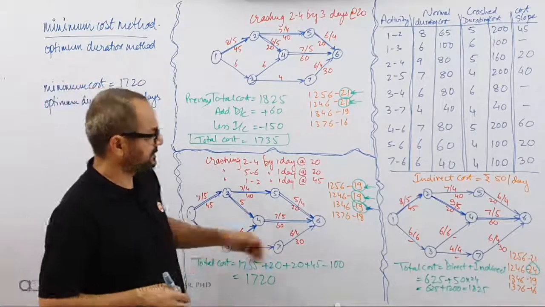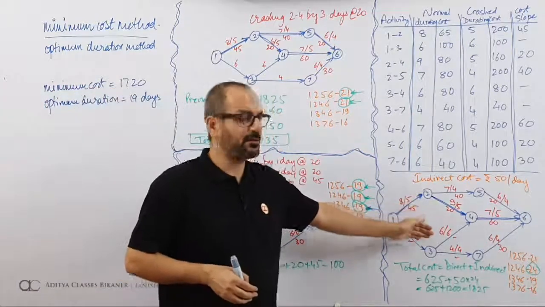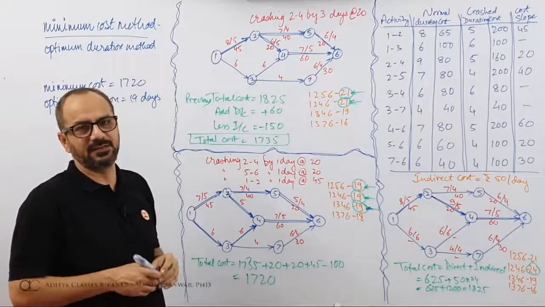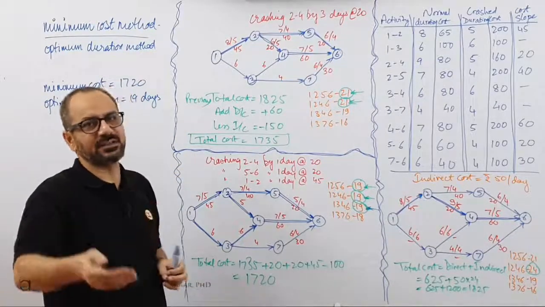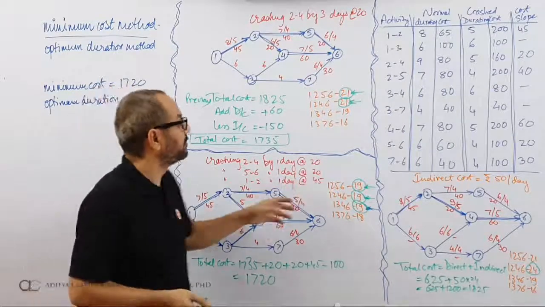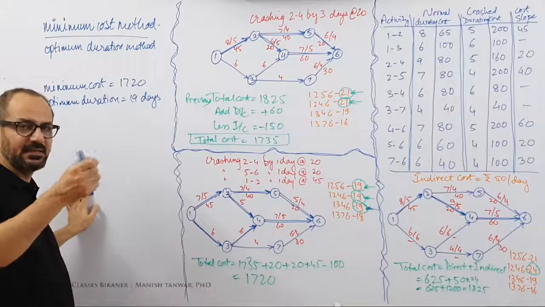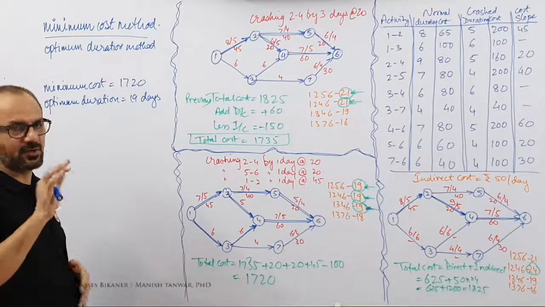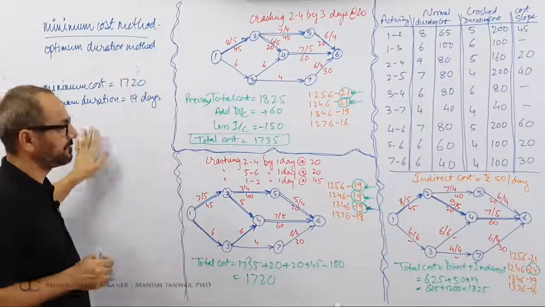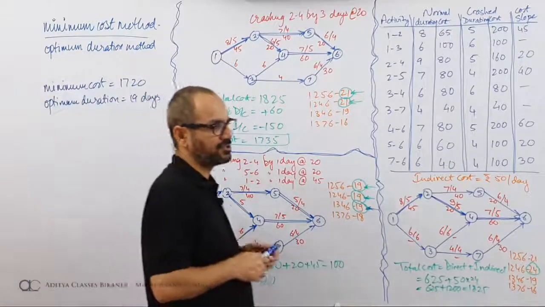So in two iterations, first the original one, first iteration and second iteration, we have reached a state where no further crashing is possible without increasing the cost. You can crash it further, but it will increase your cost. So we'll stop at this point because we are not ready to increase the cost. We want minimum cost. This is our first method, the minimum cost method.